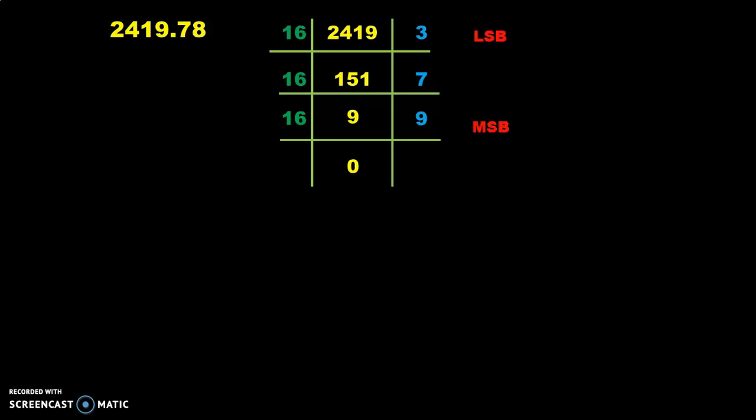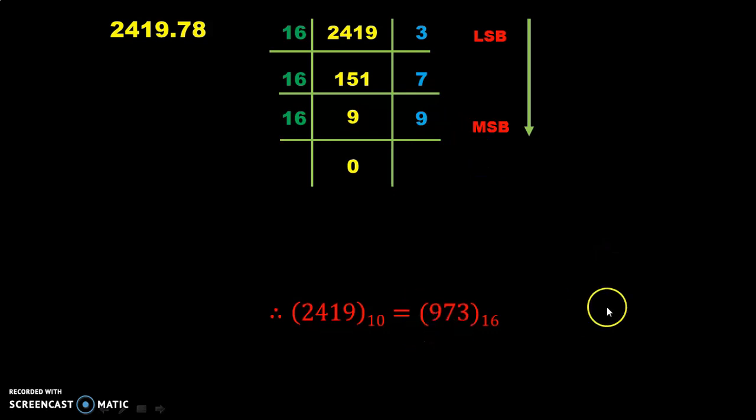We know how to write the LSB and how to write the MSB, and we have the equivalent hexadecimal number for the decimal number 2419, that is 973. We have written 9 first, that is our most significant bit. 9 is our most significant bit. So 973.